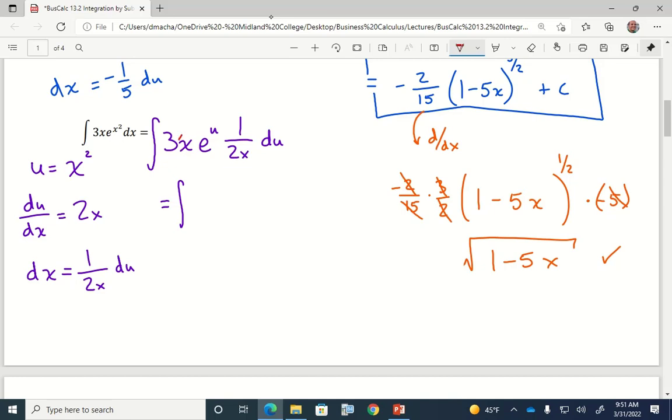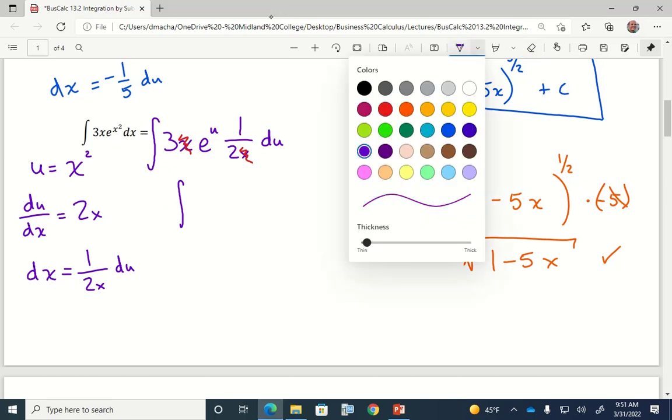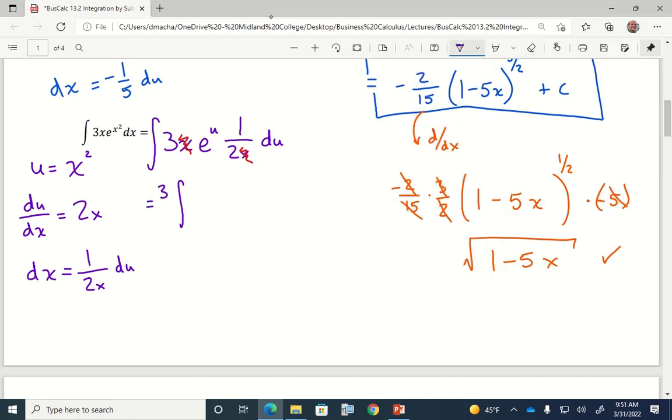I see an x in the numerator and I see an x in the denominator, so those can cancel. That's a big simplification. And then I also see a 3 halves constant here, right? So I'm multiplying by 3, I'm dividing by 2. That means I can pull out 3 halves onto the outside of this integral. So I can make it 3 halves times the integral of e to the u du.